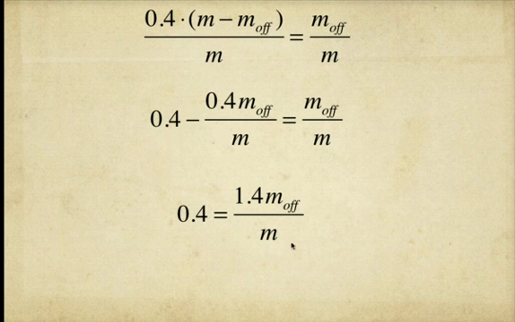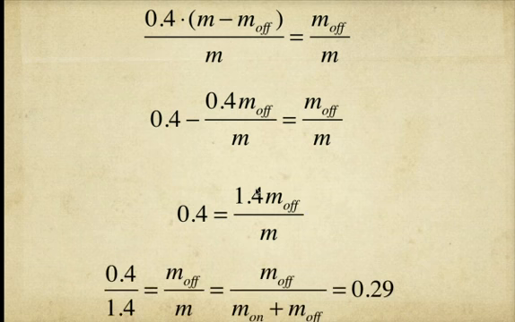That's basically what they're asking us for: m off over total mass. So then I divide 0.4 by 1.4. That gives me the question mark of this whole problem, which is m off over the sum of both masses, so the mass of the whole cloth. 0.4 over 1.4 gives you 0.29, and that is it.